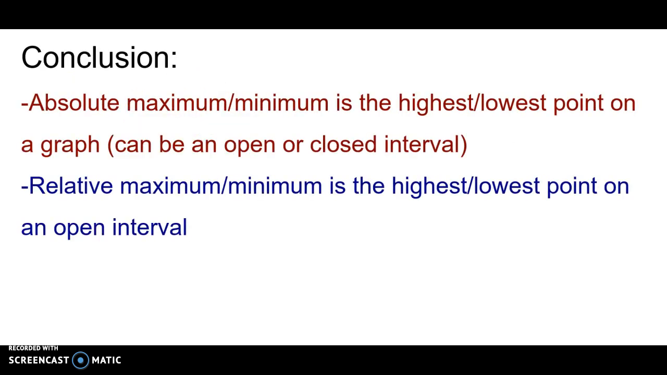So, in conclusion, we have absolute max and mins. They are the highest and lowest points on a graph, and that could be on an open or closed interval. When we're talking about relative, that's the highest or lowest point on an open interval only, not closed. It can't be an endpoint.